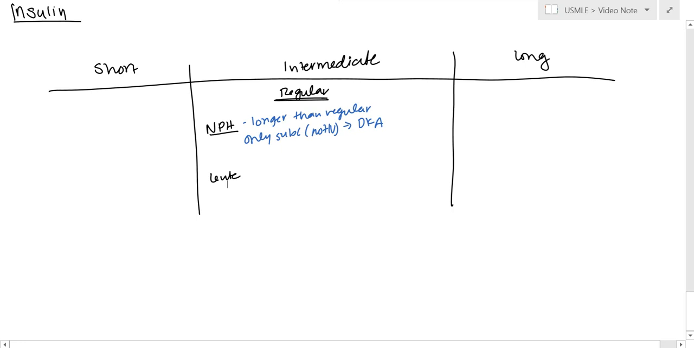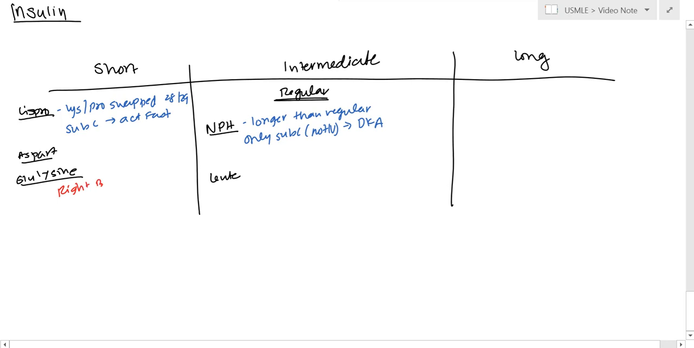In the short acting column, what we have is going to be Lispro. Lispro is named because the proteins lysine and proline are swapped in amino acid number 28 and 29, and this is going to be subcutaneous, and then it's going to act fast. The other one that we have is going to be Aspart, and we have Glulysine, and these are all going to be taken right before meal.